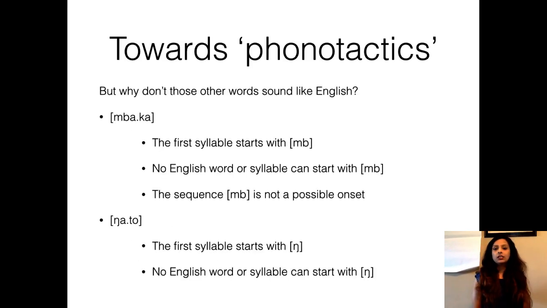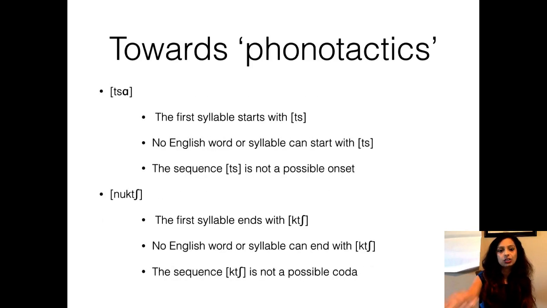So why don't these words sound like English? Well, with mbaka, you see that there is no word of English that can start with m and b, right? And so you know that this probably sounds like an African language to you, but it doesn't sound like English to you because m and b is not a possible onset. With ngato, again, you don't have other words of English that actually start with the engma, with the velar nasal, and so this is again not a possible onset of English.